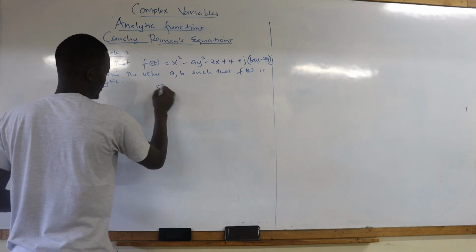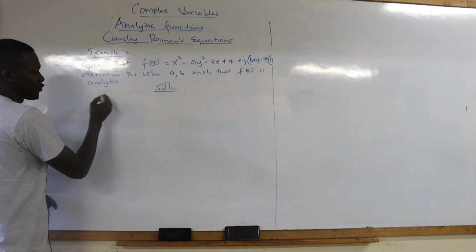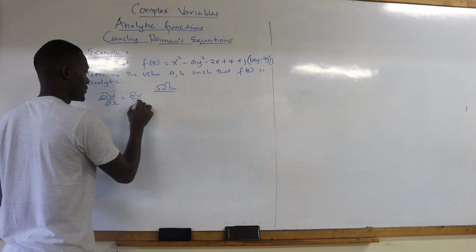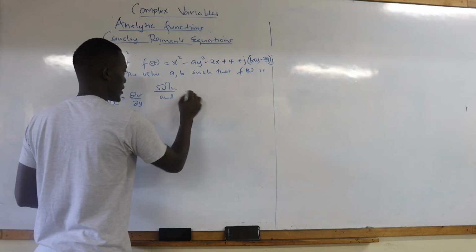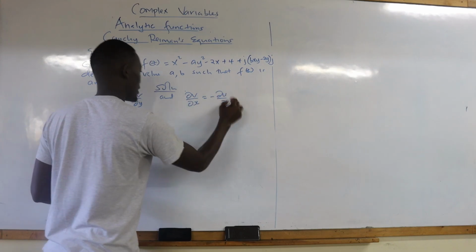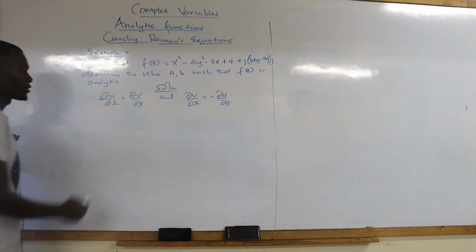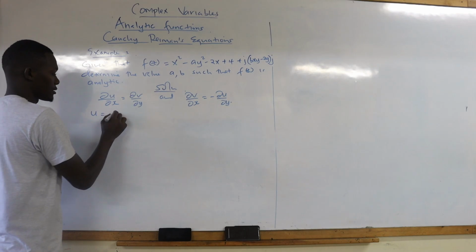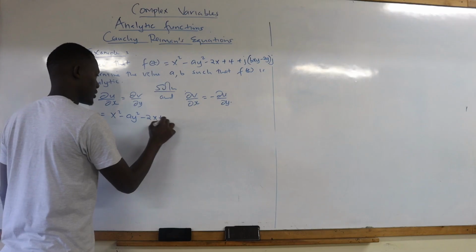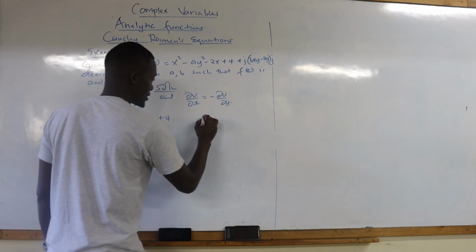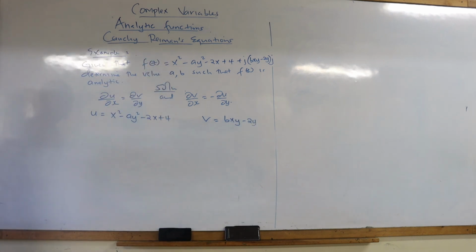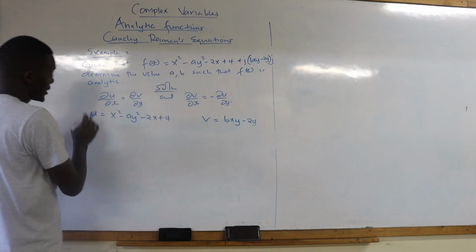Okay, so solution. The process is the same. We know for an analytic function it has to satisfy these two conditions: du/dx should be the same as dv/dy, and dv/dx should be the same as negative of du/dy. So we identify our u and our v. Our u function is the one without the j, so it is that function. Then our v part will be bxy minus 2y. Then differentiate this function with respect to x and with respect to y.